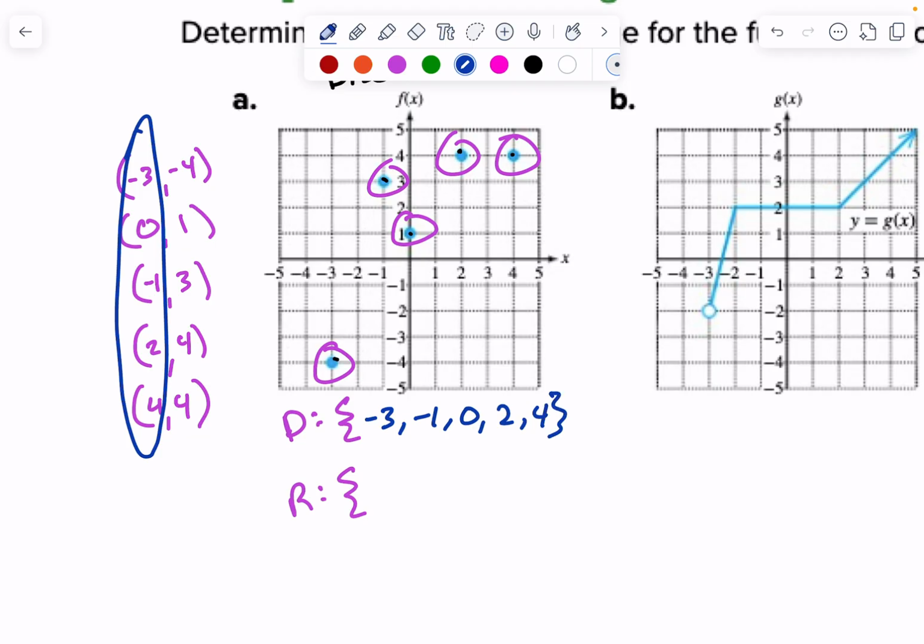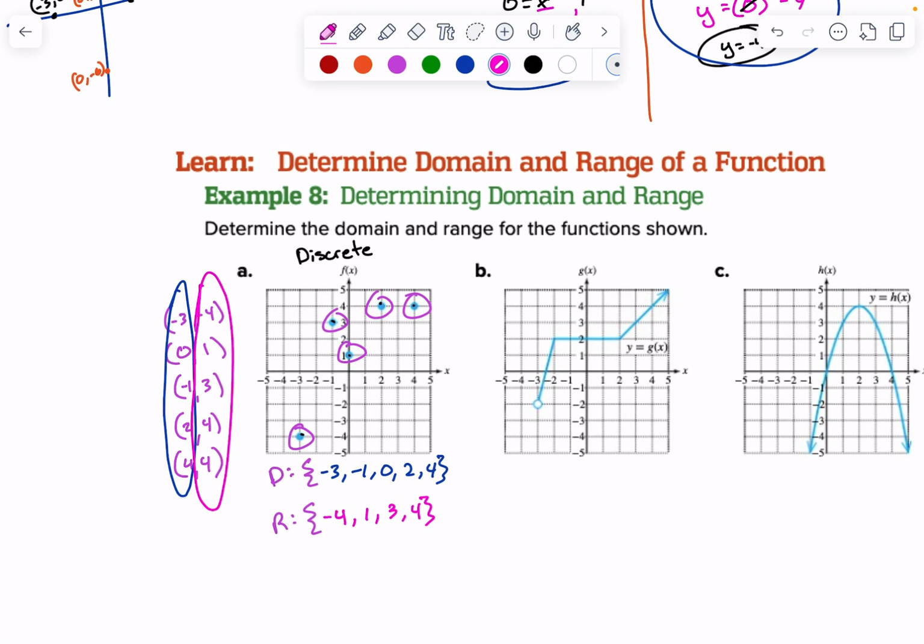Then the range is going to be these guys, okay? And you only list them once, even if they repeat. So -4 is the first one. Those are in order, 1, 3, and 4. Okay, I don't have to list the 4 twice. So that is that. And then determine the domain and range.